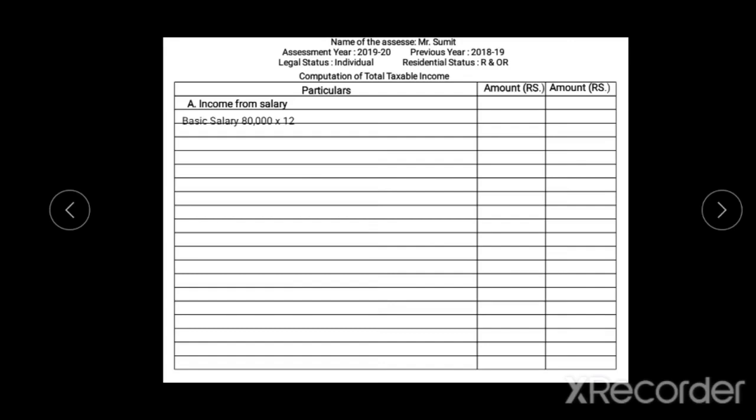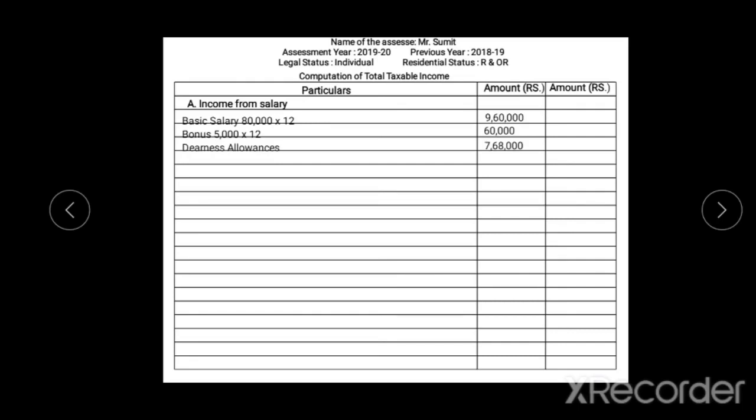Income from salary. In this, the first thing that will come is basic salary, and the basic salary amount is given, 80,000 multiplied by 12. So what will be the amount? 9,60,000. Okay, that is taxable, which I already explained while reading the sum. Next one will be bonus. Bonus is 5,000. Again it will be taxable. So again I explain, bonus is taxable when the bonus is received. Due bonus and declared bonus are not taxable.